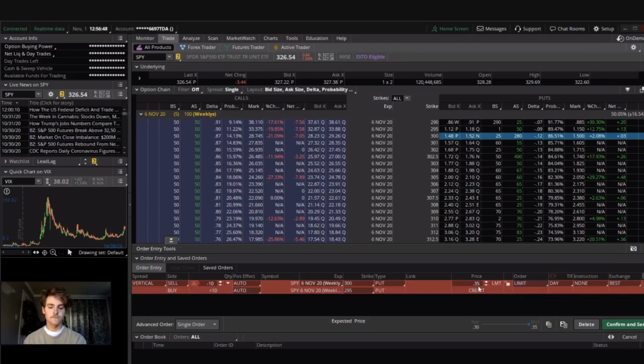So $35, $350 on the spread. Again, you can change your limit to market if you want. Keep it to day.